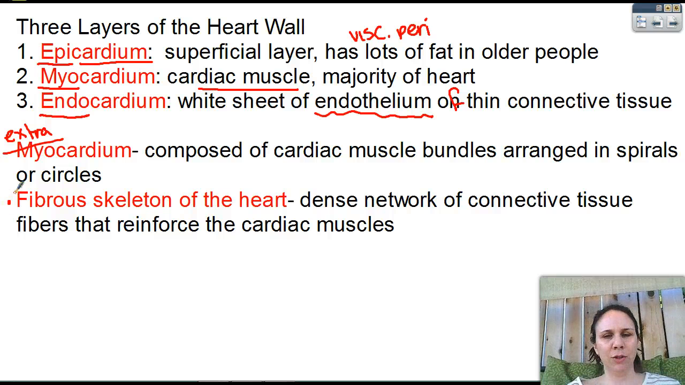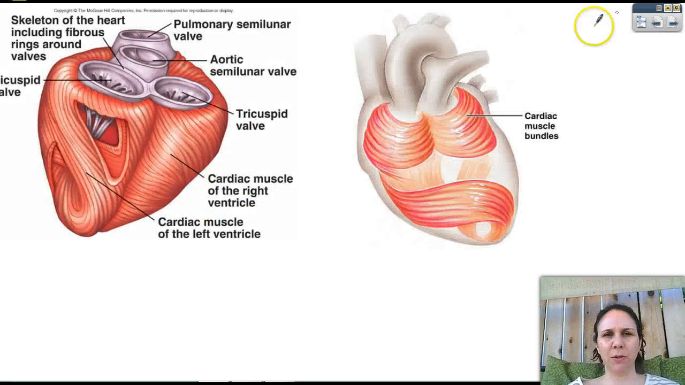And what that is, is a whole bunch of dense connective tissue fibers that basically act as a scaffolding for your heart, so that way the muscle cells have something to attach to, because they don't have any bones to attach to, so they need something a little bit thicker. So here's a picture kind of explaining that.